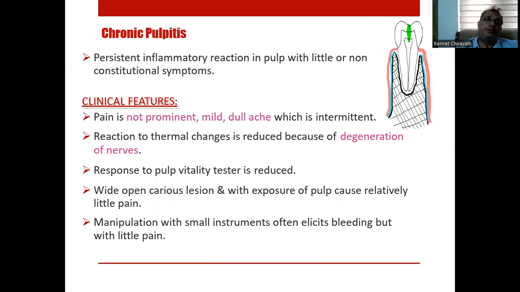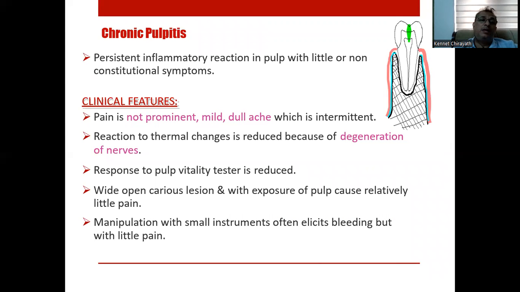Now comes chronic pulpitis. Any infection that lasts more than 3 months can be considered a chronic infection. It is a persistent inflammatory reaction in the pulp with few or no constitutional symptoms. Clinical features: pain is not prominent, mild, dull-like, and intermittent. Reaction to thermal changes is reduced because of degeneration of the nerve. Response to the pulp vitality tester is reduced. A wide open caries lesion with exposure of the pulp causes relatively little pain. Manipulation with a small instrument often elicits bleeding but with little pain.